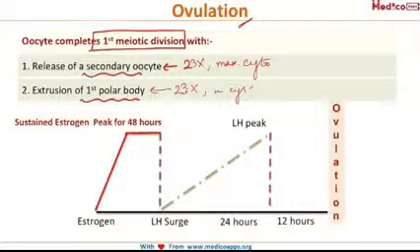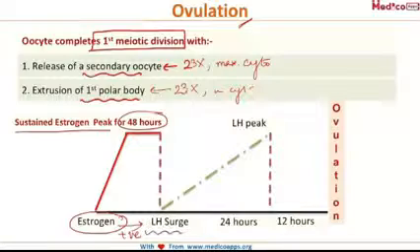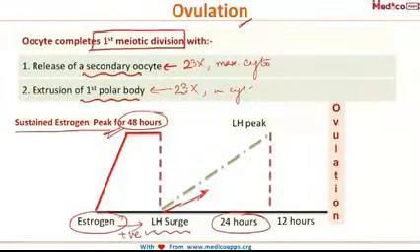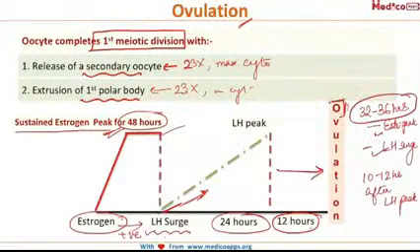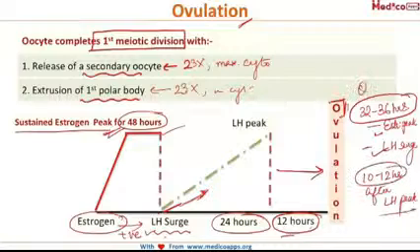The basic thing that is required for ovulation to occur is the LH surge. So, with a sustained peak of estrogen, the LH starts rising, and this LH peaks in another 24 hours. So, it takes 24 hours for LH to peak. What are the things that we can conclude from this? Ovulation occurs 32 to 36 hours after the estrogen peak and the LH surge, and 10 to 12 hours after the LH peak. So, all these are important questions.